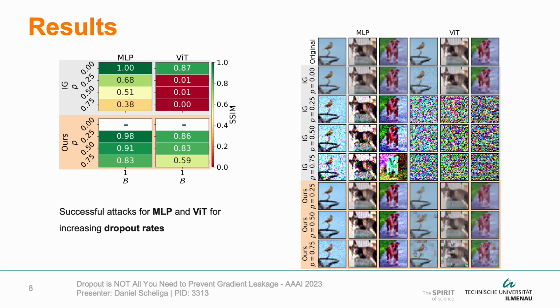However, the reconstruction quality decreases with increasing dropout rates. As you can observe in the illustrations for the vision transformer, the reconstruction quality is affected more notably for higher dropout rates compared to the MLP. However, we are still able to reconstruct recognizable images of high fidelity.